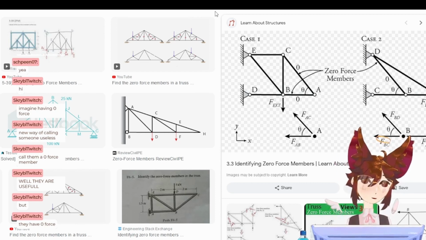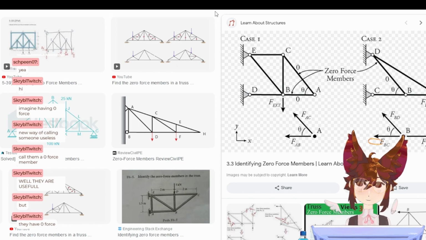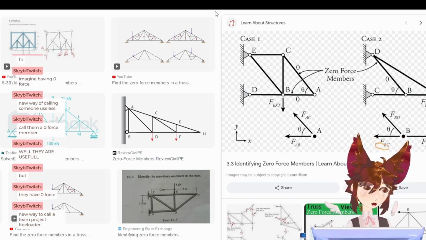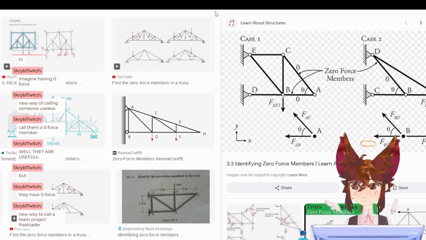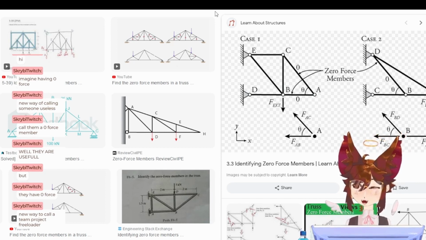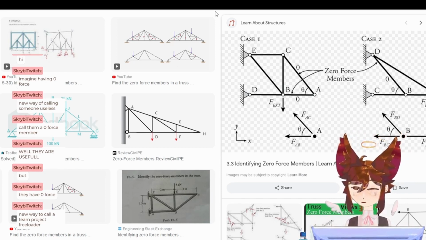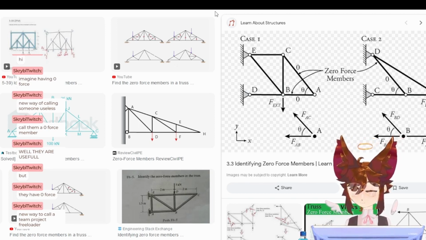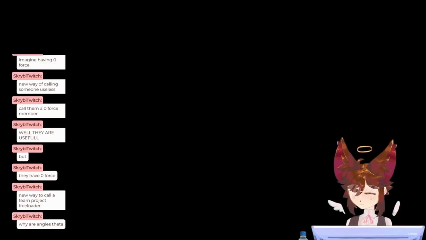Which reminds me, I should probably do my calculations for my bomb calorimetry lab at some point. I need to message my group about that. Our last memo was so bad. She's gonna get so mad at us for not doing things that she told us to do. But, whatever. New way to call a team project freeloader, for real.